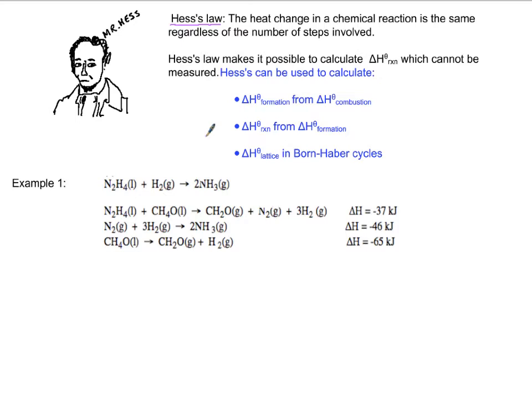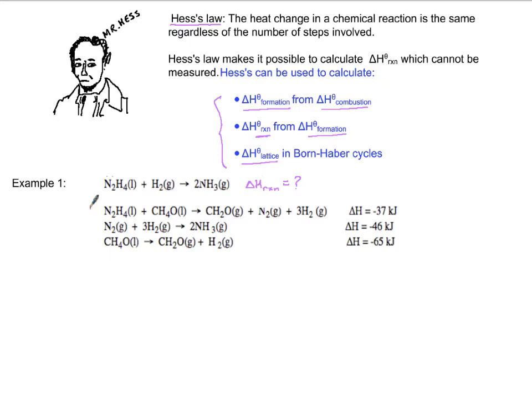Now it makes it possible to calculate a few items: eventually delta H formation for a compound from combustion information, delta H of a reaction from formation information, and finally delta H lattice in Born-Haber cycles. But before we get there, let's just look at a simple application of Hess's law. For example, this question is, what is delta H of this reaction?